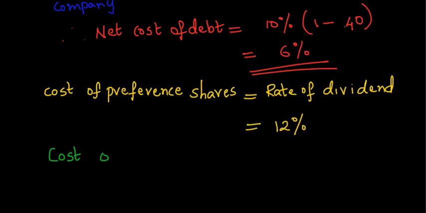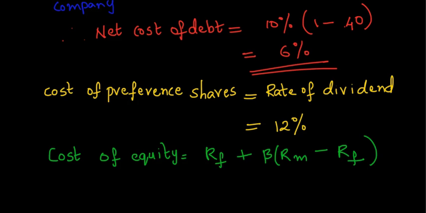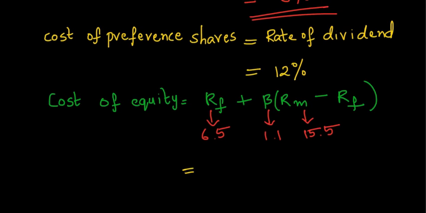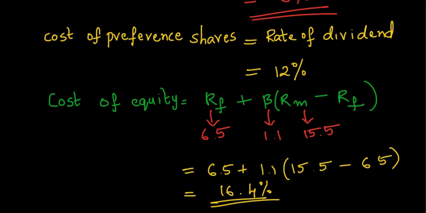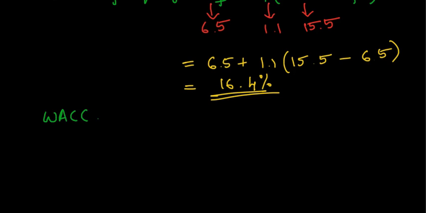We have learned the mode to find the cost of equity and retained earnings, which is using the formula risk-free rate plus beta into risk premium. Risk-free rate is given as 6.5. Beta of a company is usually selected as the highest value in the given set of values, which is 1.1. Long-term market rate of return is 15.5. Hence, cost of equity is equal to 6.5 plus 1.1 into 15.5 minus 6.5, which is 16.4%.